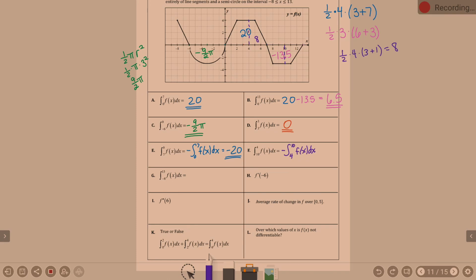And then the bottom piece, 1/2 times 3 times bases of 3 and 2. I've got 15/2, or in other words, 7.5. And what do we have to keep in mind? That is a negative 7.5 in that little section down there, isn't it?